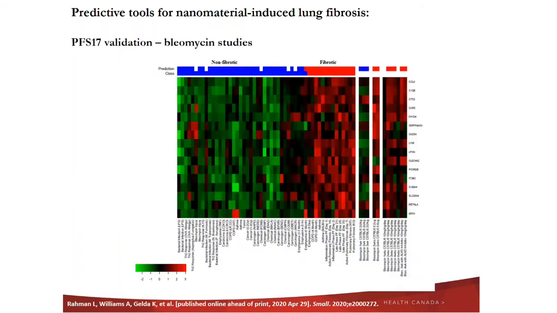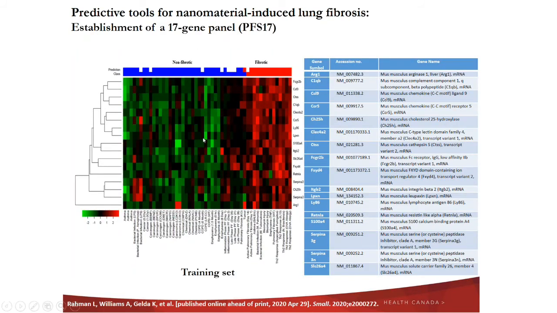Just to briefly describe what you see in this heat map: the green and the red are the individual genes, as shown on your right side. There are 17 genes there, and at the bottom are the studies that are used in establishing the training set to establish the predictive gene panel. And on top you have two rows.